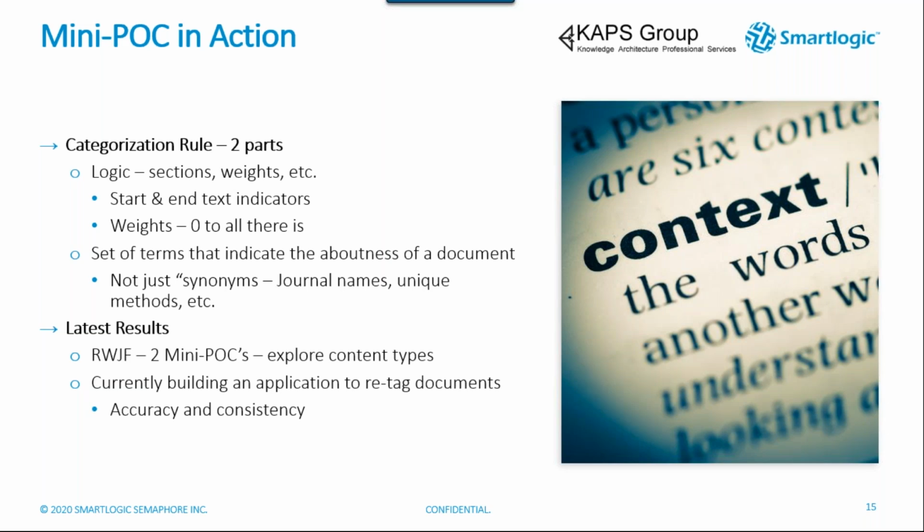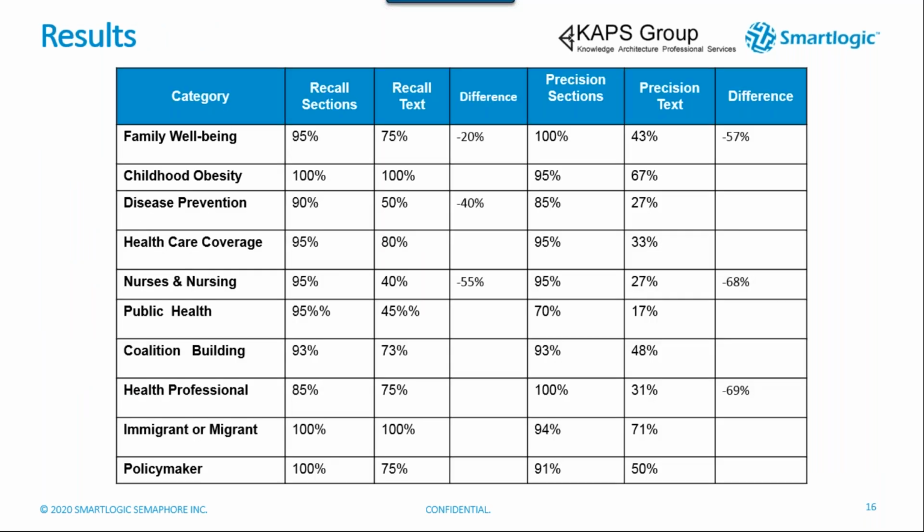So what kind of results did we get? Well, here's the graph. Don't worry, we're not going to go into all the details, but we basically have 10 categories on the left. Remember, the categorization rule consists of both the logic and the terms. So what we did is we first ran with both logic and terms, got the results, and then we took the section logic out and went to a standard bag of words approach. And these are the kinds of things that happen. Recall, for example, for family well-being went from 95% accuracy down to 75%. And that wasn't even the worst. Nurses and nursing, for example, went from 95% accuracy for recall down to 40%.